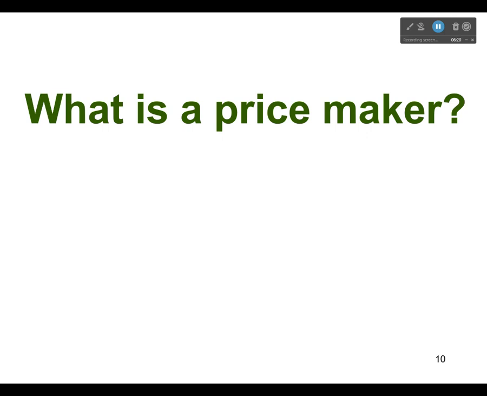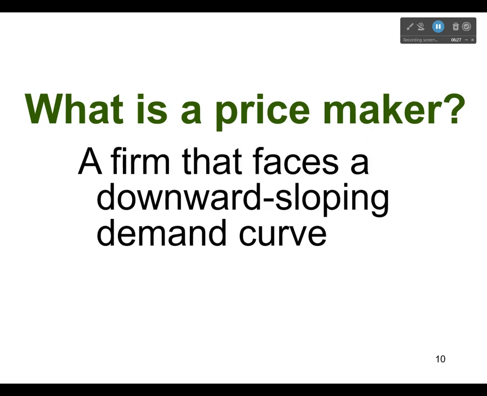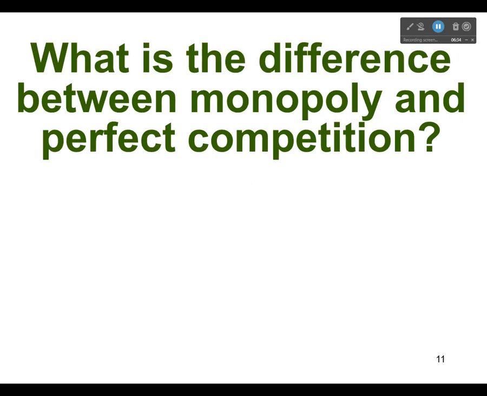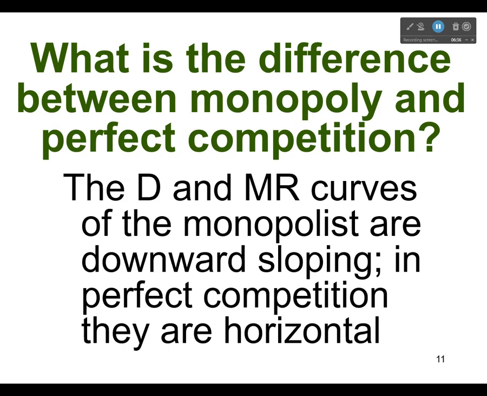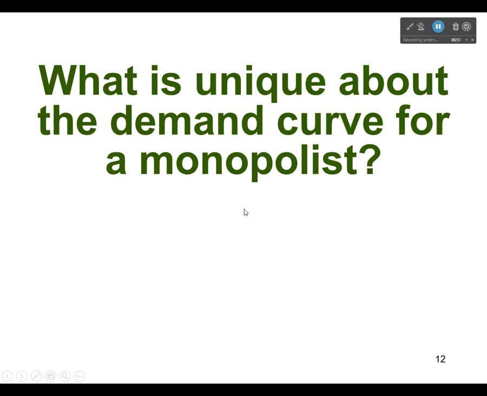A price maker doesn't mean that a monopolist can make up any price that it wants. All it simply means is that a firm faces a downward sloping demand curve. Now, under perfect competition, demand and marginal revenue were the same curve. But under monopoly, the curves are downward sloping. Okay? And we'll look at that in a minute.